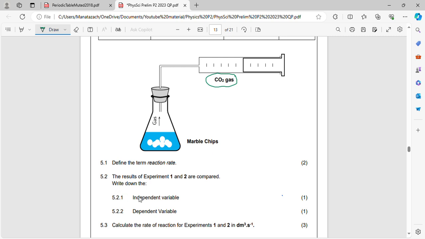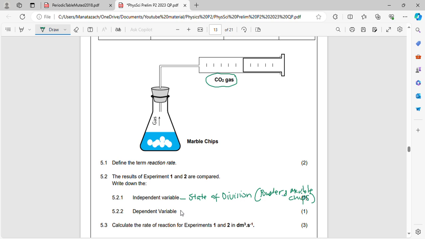Then 5.2.1: the results of experiment 1 and 2 were compared. Write down the independent variable. So the independent variable in this experiment is the state of division. If you don't want to write the state of division, you can just write total surface area of magnesium carbonate. Remember, in experiment 1 we had powder, and in experiment 2 we have marble chips. So that would be our independent variable.